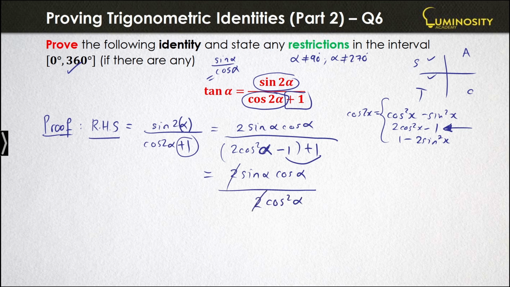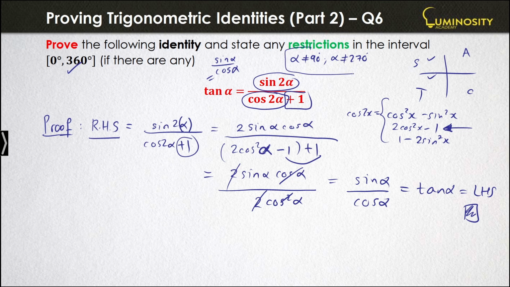So now everything's multiplication. You can divide the 2's out, and then this 1 cos alpha will go into one term of that cos squared alpha. So you have sine alpha over cos alpha. But that is equal to tan alpha, which is the left-hand side. So we've successfully proven mathematically that this identity holds true for when it is defined on its proper values, so the ones that are not the restrictions over here. All right, that's how we would do this type of question. I'll see you in the next one.